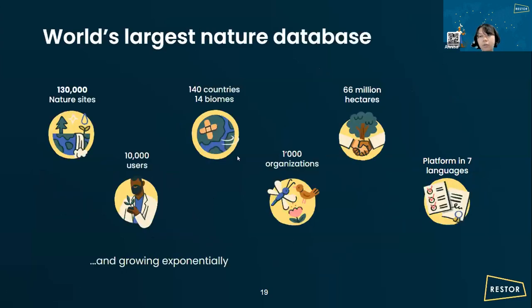As of today, Restor is the world's largest nature database. There are currently more than 130,000 sites on Restor, added by more than 10,000 users distributed across 140 countries and 14 biomes. The total area of all the uploaded sites covers 66 million hectares.